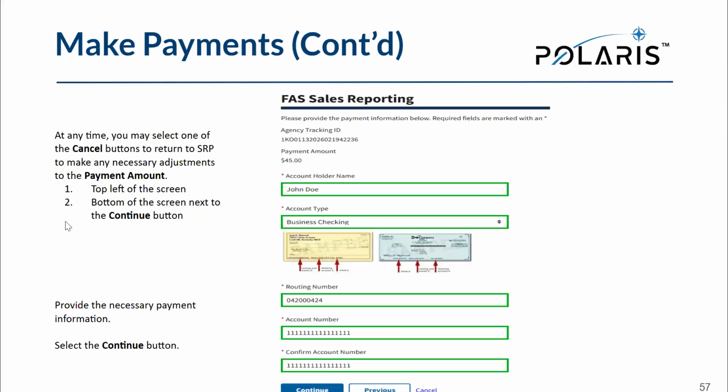On this screen, you will enter your information to make the payment: account holder name, account type, routing number, account number, and then confirm account number. Hit continue, and you can cancel if needed. There is a cancel button at this point.